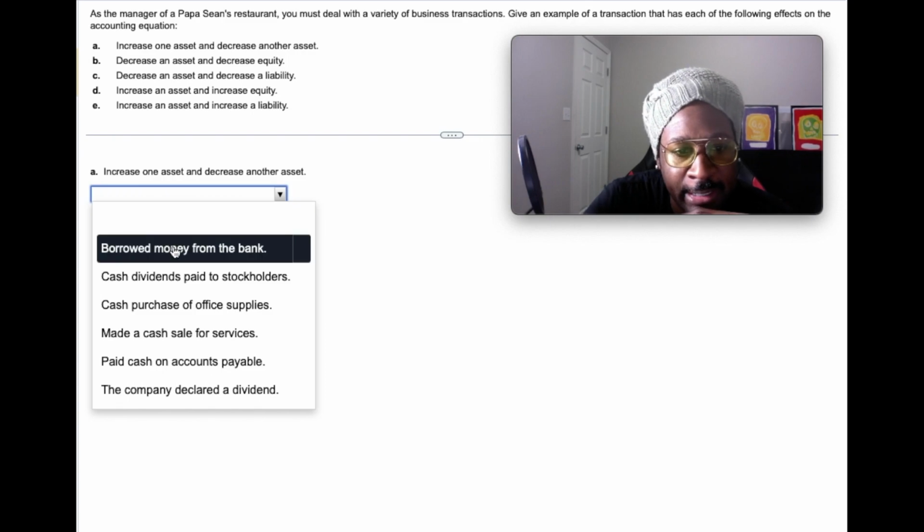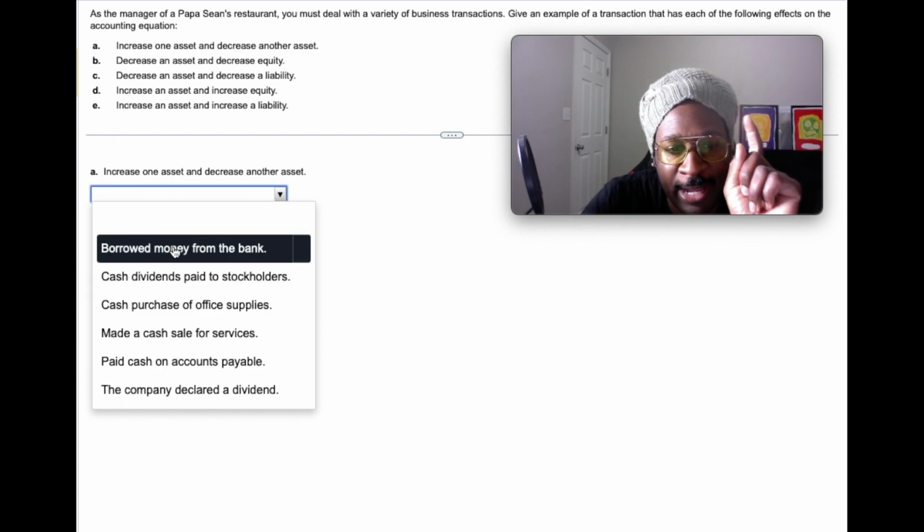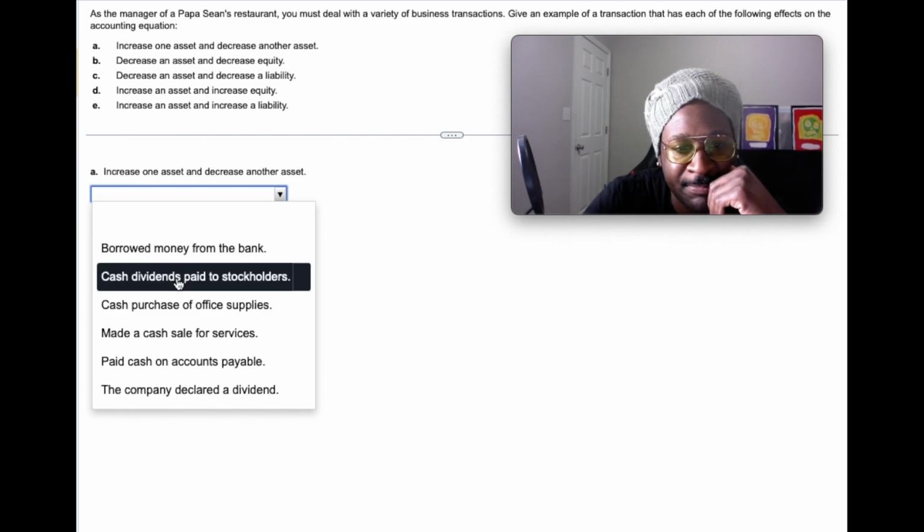Borrowed money from a bank. So if we borrow money from a bank, that means we owe. So that's pertaining to a liability, so that wouldn't work. Cash dividends paid to stockholders. When a company pays cash dividends to stockholders, that affects retained earnings. And it affects cash, so that wouldn't work.